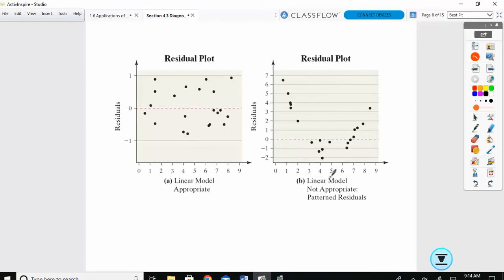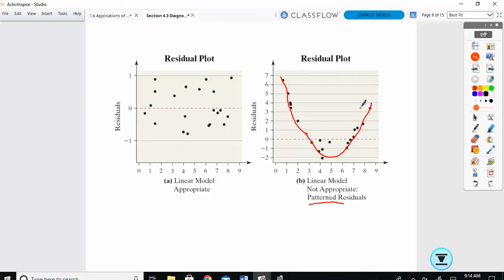This one is not linear because we have a pattern. We can see at the beginning, our line was over approximating things, and then they were all negative, and then it was all positive. If you have a pattern like that, then your data wasn't really linear to begin with. So we don't want patterns.